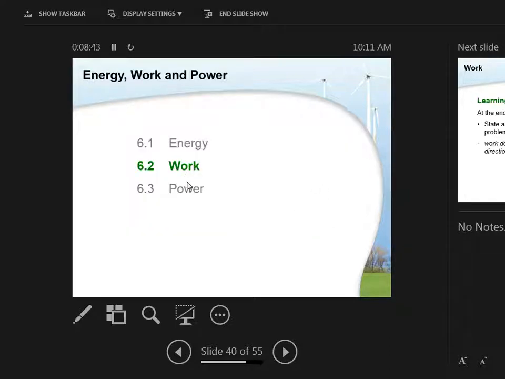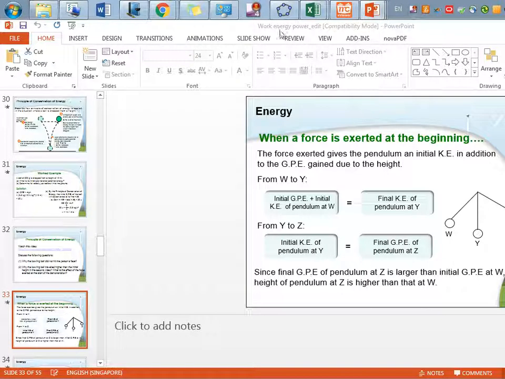That's all that we have for work. So right now, I want you to do your workbook 6B in class. Let me share with somebody first.